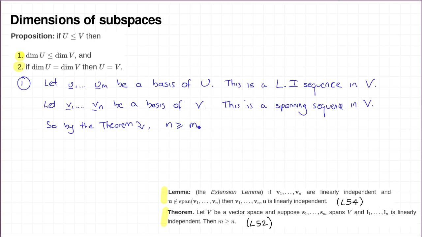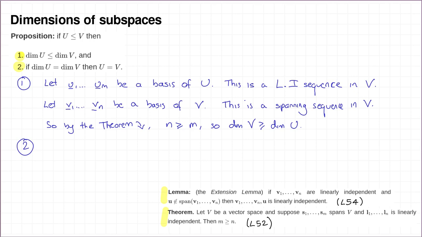So what it tells us is that M is less than or equal to N here, so the dimension of U is less than or equal to the dimension of V. Part two, we have to show that if U is a subspace of V and the dimension of U is equal to the dimension of V, then actually U equals V.